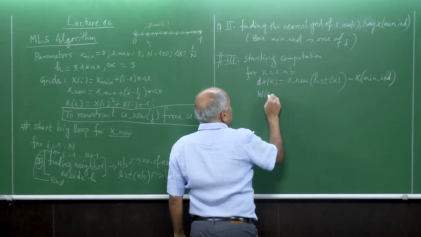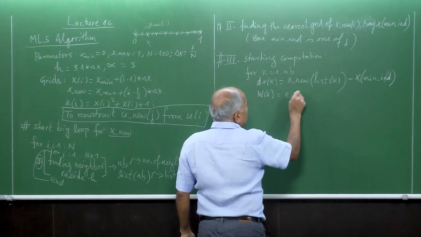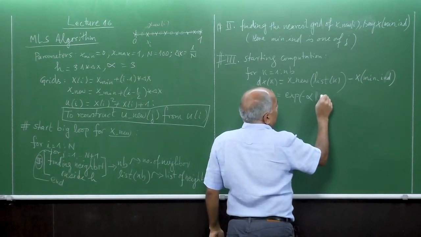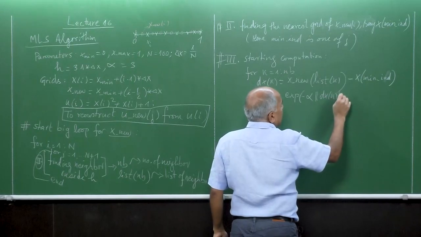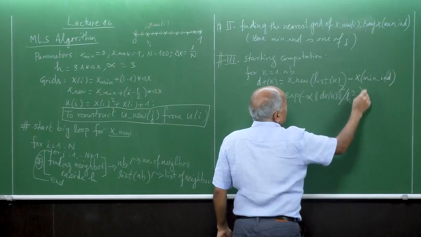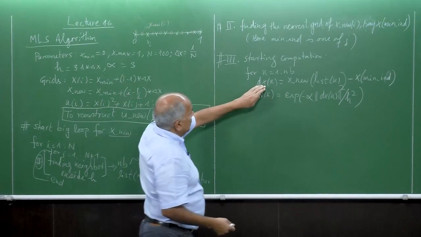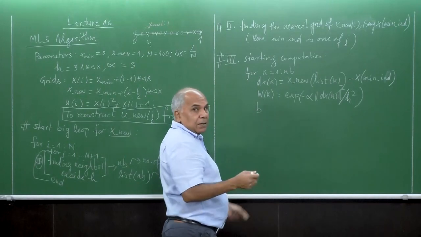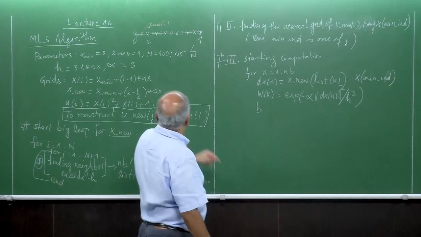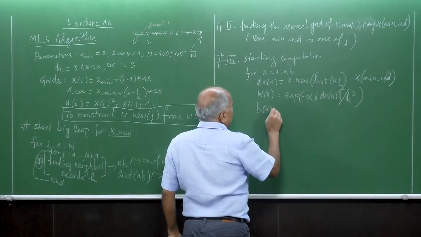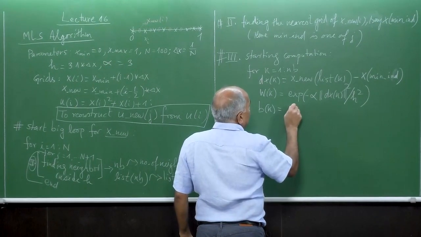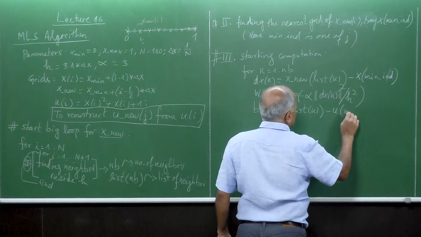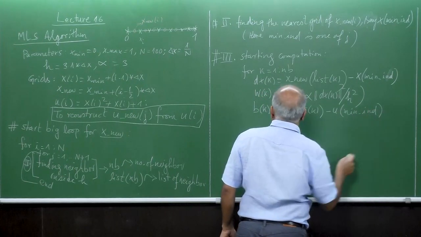Now we need the weight function w of k. This is exponential of minus alpha. So we have already defined alpha here. Absolute value of dx of k square divided by h square. This is already known. We know the alpha. We know now dx of k. And we know the h. And we also need the difference of the function value to the value where we are looking for. b of k is equal to u of list of k minus u of mean int. So these all are known.